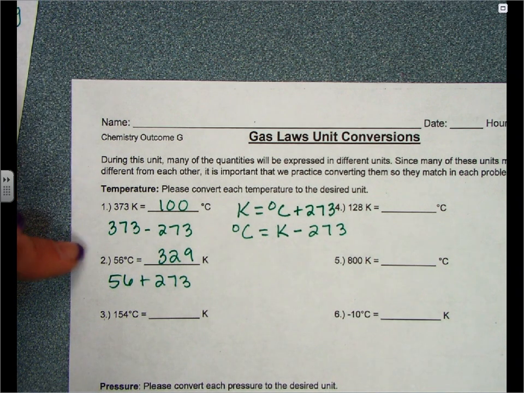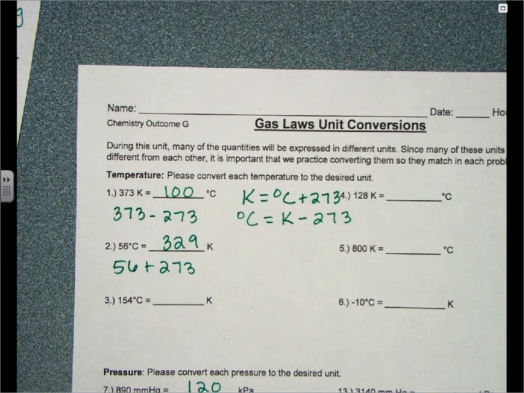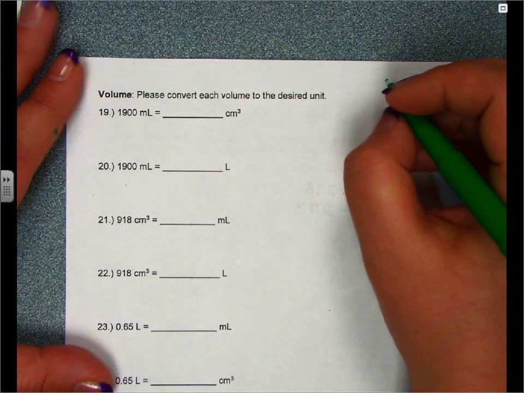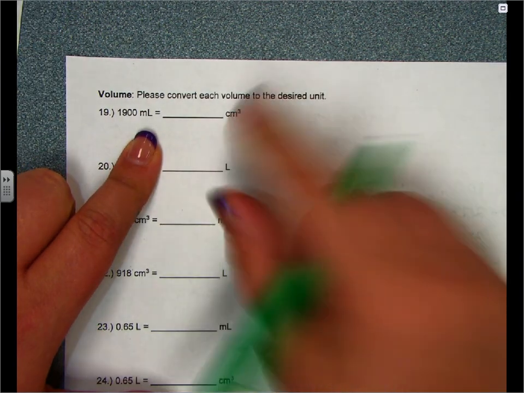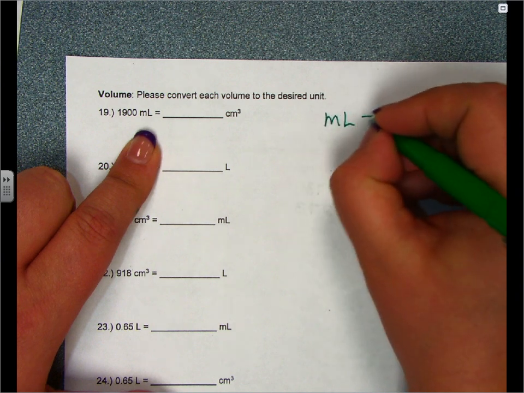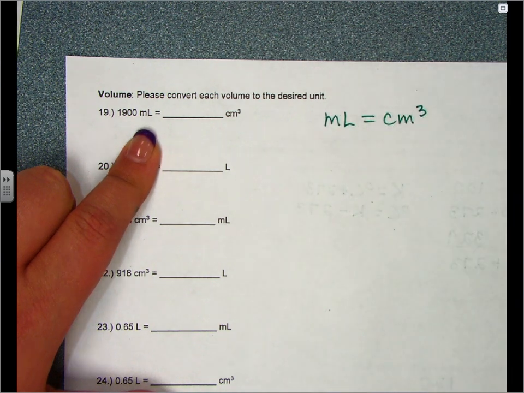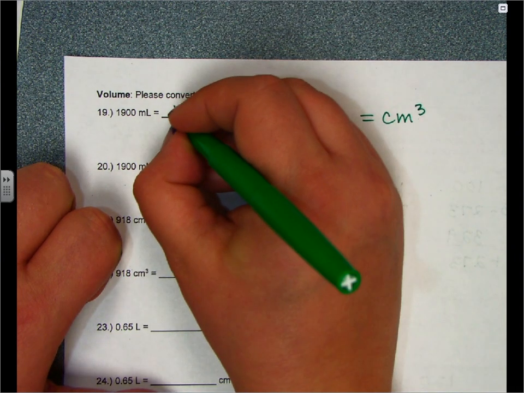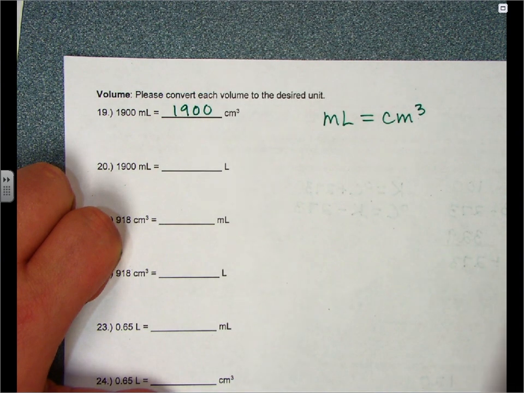So I've shown you how to do temperature, I've shown you how to do pressure. If you flip it over, I can show you how to do volume as well. So we have milliliters and centimeters cubed. Milliliters and centimeters cubed are the same thing. So if I have 1900 milliliters, I also have 1900 centimeters cubed.